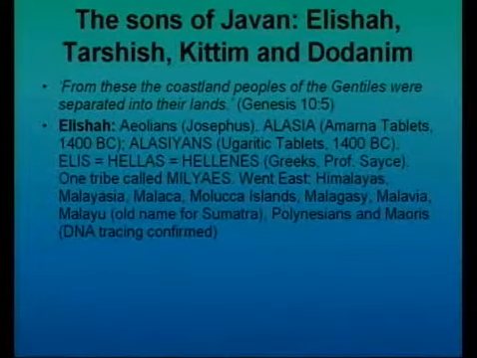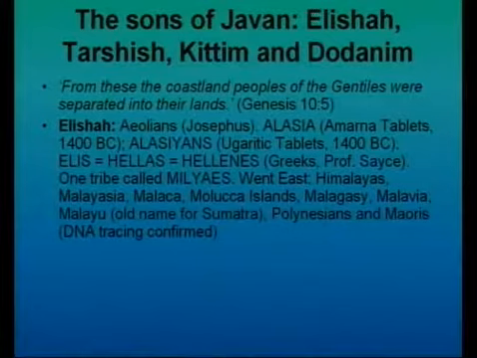One tribe branched out from them. They were called the Malayais, and they went east into the Himalayas, Malaysia, Malacca, Molucca Islands, Malagasy, Malavia, Malayu, which was the old name for Sumatra. And the Polynesians and Maoris have been traced from this, and recently, whatever you think about DNA tracing, has been a confirmation of that.